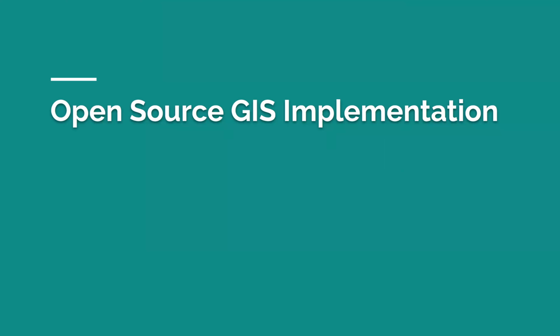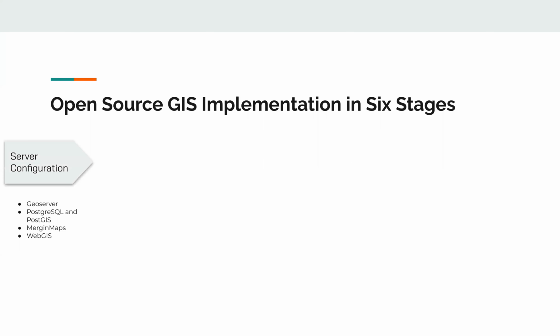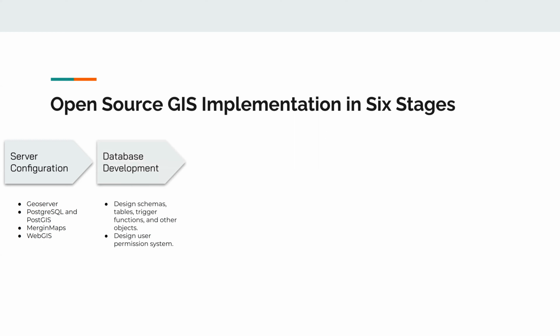So open source GIS implementation, what does it kind of look like? When we're going through this process, we go through a server configuration process, we install whatever software, set up the web GIS, do anything we need. We do the database development. We design schemas, tables, trigger functions, all the various objects that have to exist within the application, and we design the user permission system for the database.